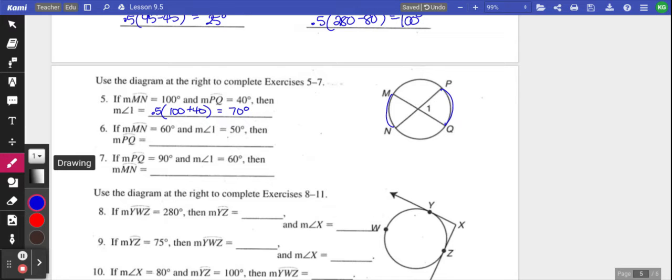Next one says if MN is 60 and angle 1 is 50, find PQ. So I'm going to set up my formula with half of the arcs added together is going to equal 50. First thing I'm going to do is divide by half. So it's going to give me 60 plus x equals 100. Subtract 60, and I get x to be 40.